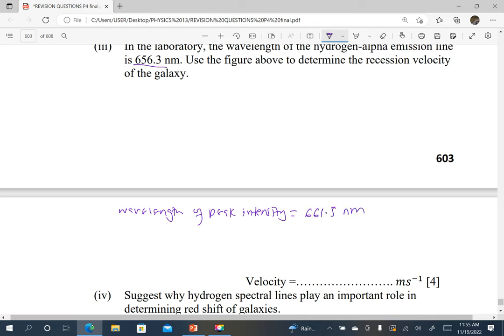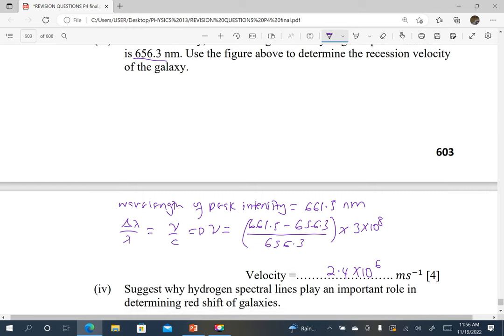661.5 nanometers. So using the redshift formula, delta lambda over lambda is equal to v over c. It means v will be equal to that fraction, which is the difference in the wavelengths, 661.5 minus, in the laboratory, 656.3, divided by the wavelength in the laboratory, 656.3. Then this will be multiplied by the speed of light, since I'm making v the subject, so times 3 times 10 power 8. I simply press my calculator. From my calculator, I'm getting the velocity as 2.4 times 10 power 6.